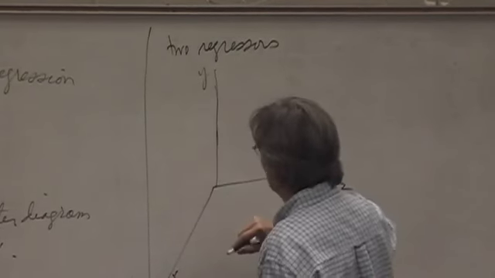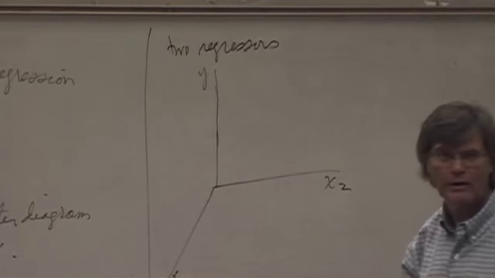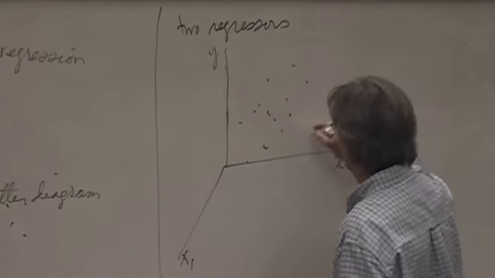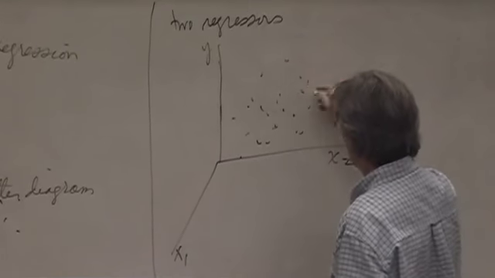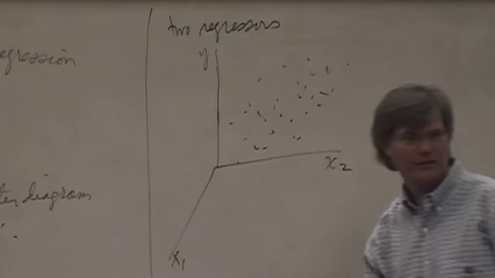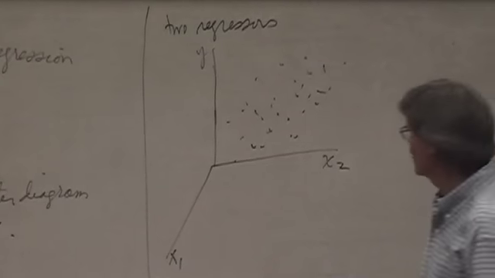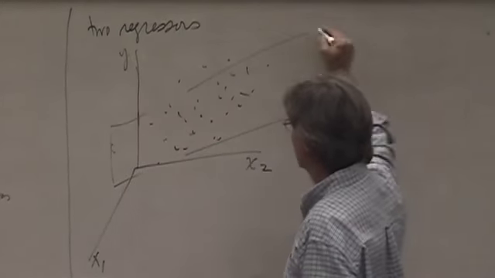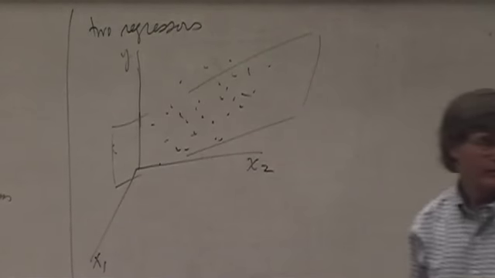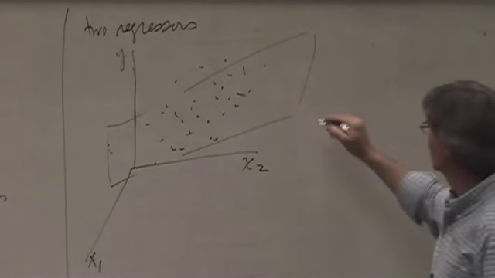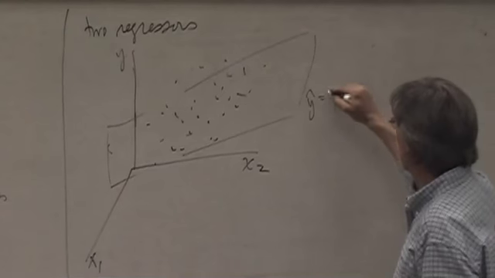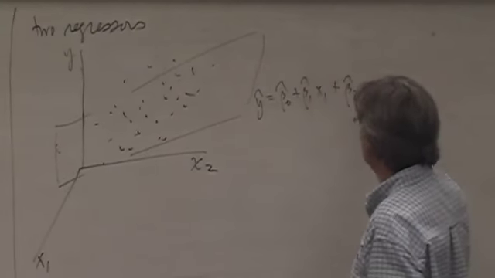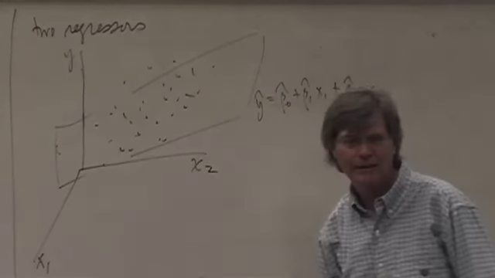If I have 2 regressors and I put the 3-way scatter plot, x1, x2, y, then I get some points in space. So you're supposed to think of this as a cloud of points in 3 space, and then your regression modeling is to try to fit a plane to this cloud. Okay? So this is y hat equals beta 0 hat plus beta 1 hat x1 plus beta 2 hat x2. That's a plane.